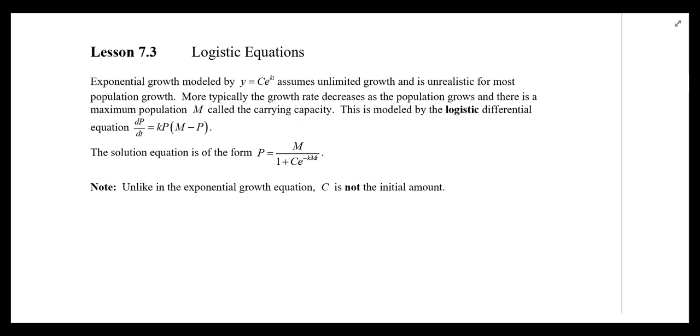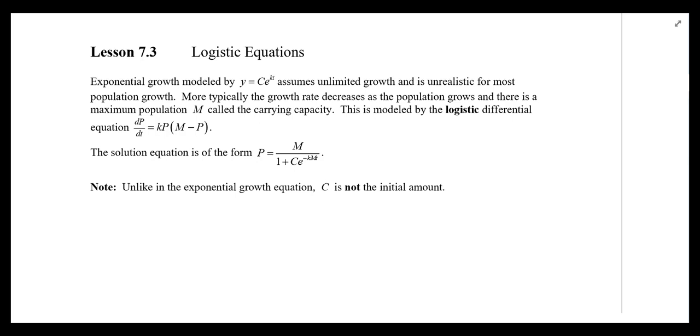Welcome to lesson 7.3. Today we're going to talk about logistic equations. Now, exponential growth is modeled by this particular solution, y equals c e to the kt, but that really assumes unlimited growth. So it goes on forever and ever, and usually is quite unrealistic for most populations. More typically, what happens is the growth rate decreases as the population grows, and there really is some sort of maximum population out there, M, called the carrying capacity.